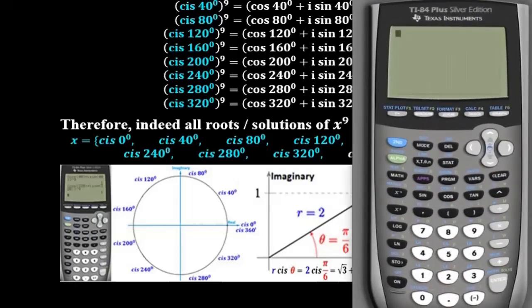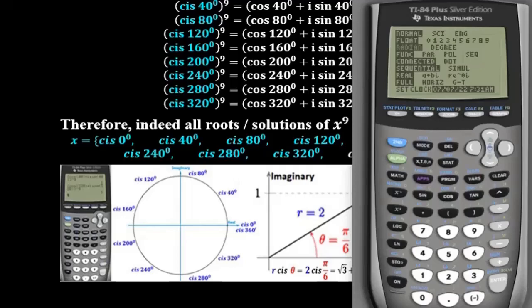And here, the first thing we need to do in this calculator is, of course, turn it on, then go to mode, then make sure your calculator is in degree mode, because we are using degrees, and make sure your calculator is in complex numbers mode. This is real. Then you have a plus bi, which is complex.